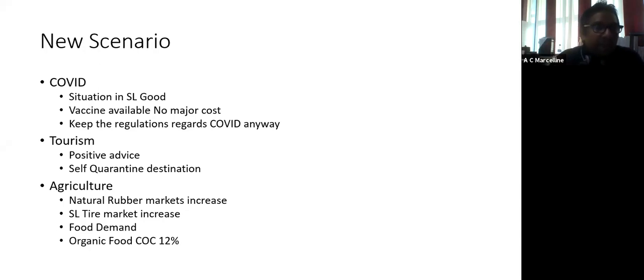Agriculture, on the other hand: the natural rubber market is increasing, and the Sri Lanka tyre market has increased. There's huge food demand, and also for organic food. The cost of capital is 12%. You could get a loan at 12% for investment purposes.